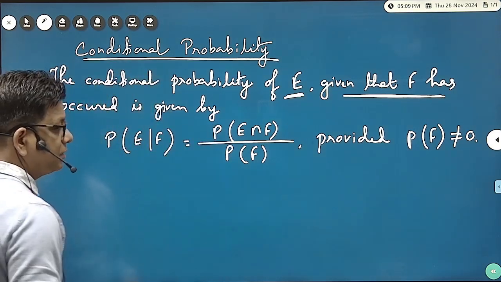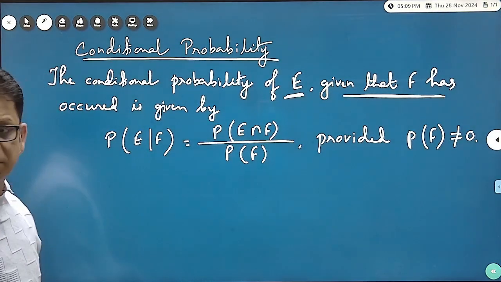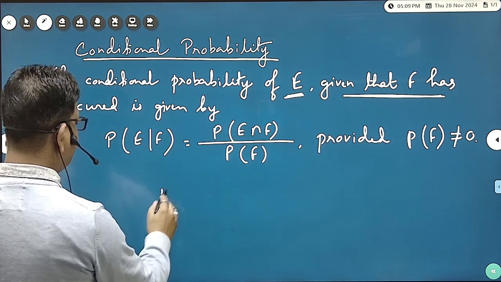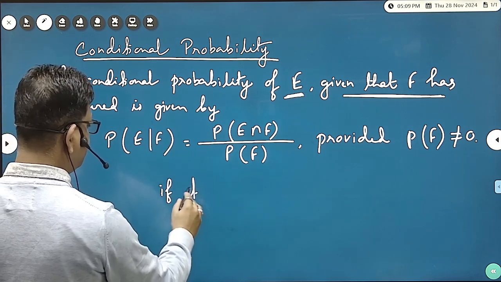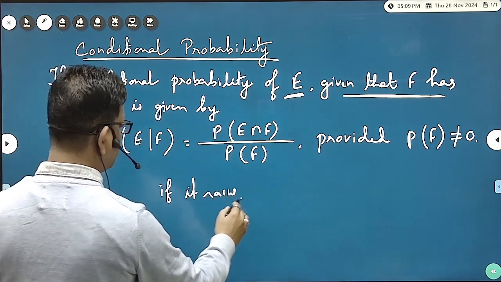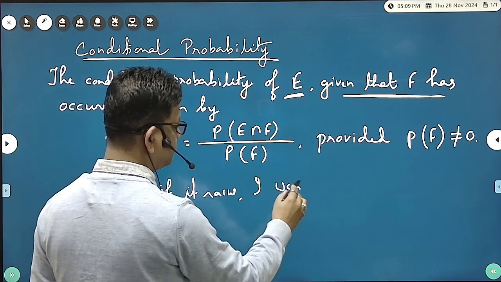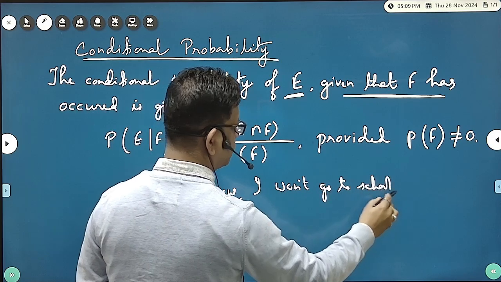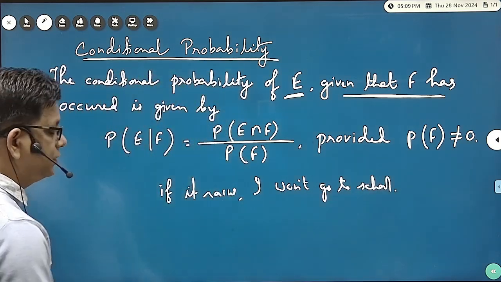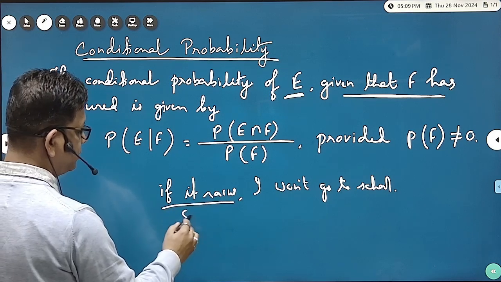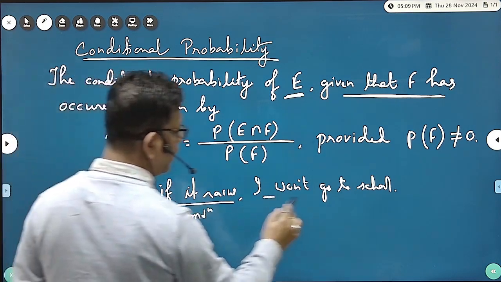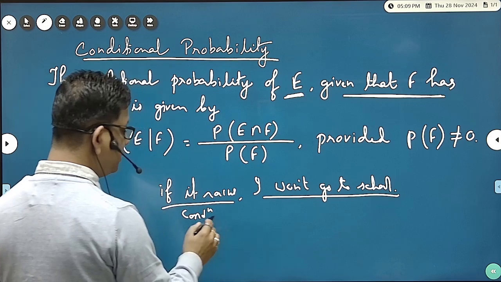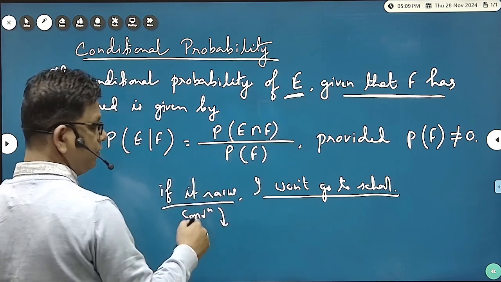So I'll give an example, which is not very similar to this, but anyway: suppose it rains, for example, I won't go to school, or I won't go to college. So this is the condition: if it rains. Then I won't go to school. That is the statement.